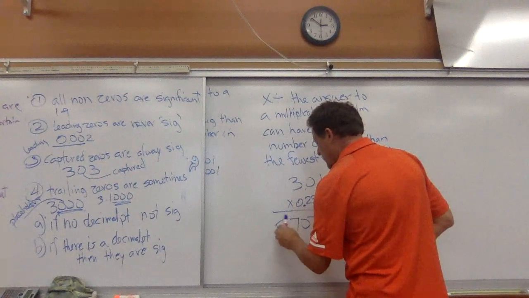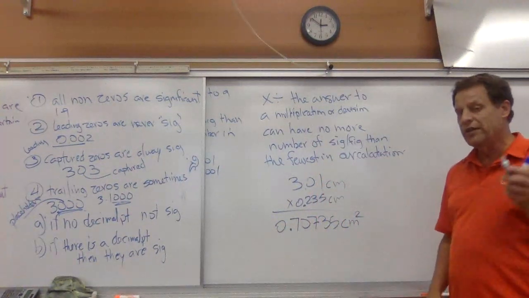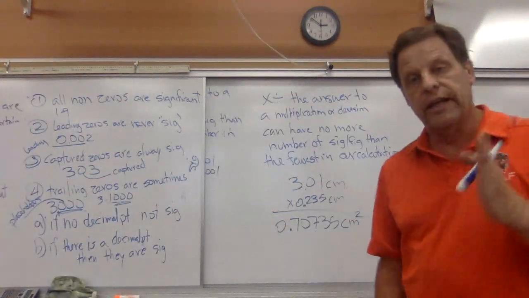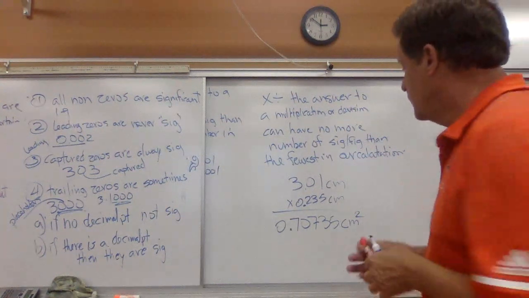So if you're thinking that this looks way too precise, you are correct. You need to round it at some spot. But now we're no longer seeing how precise this measurement is. We're seeing how many significant digits there are.